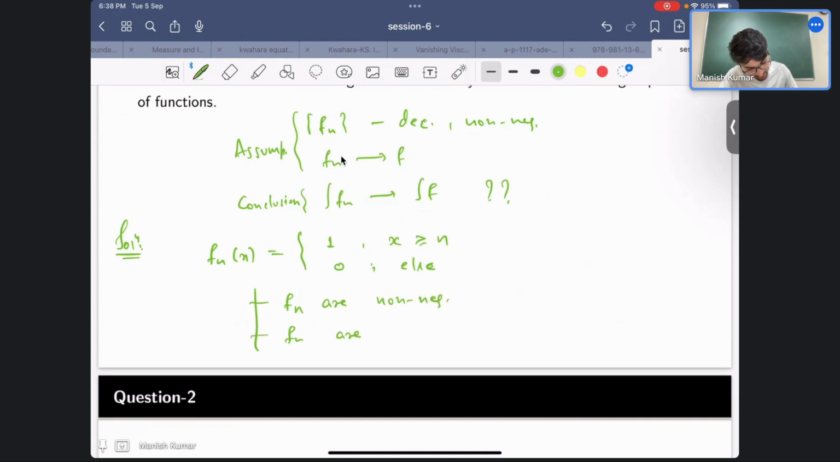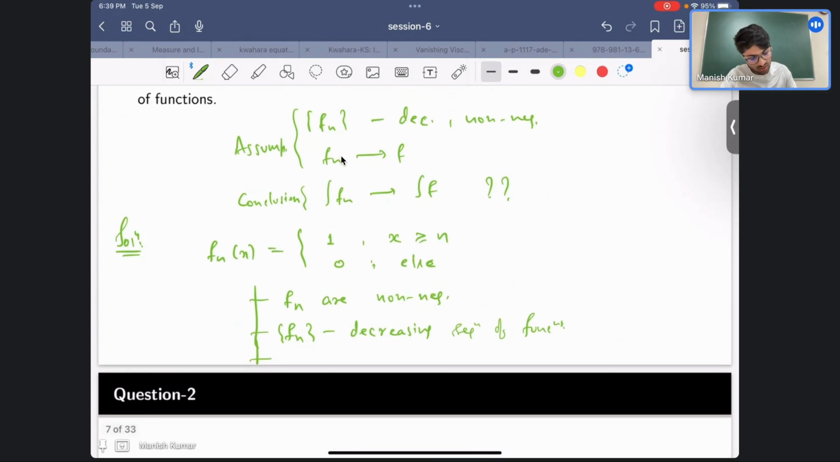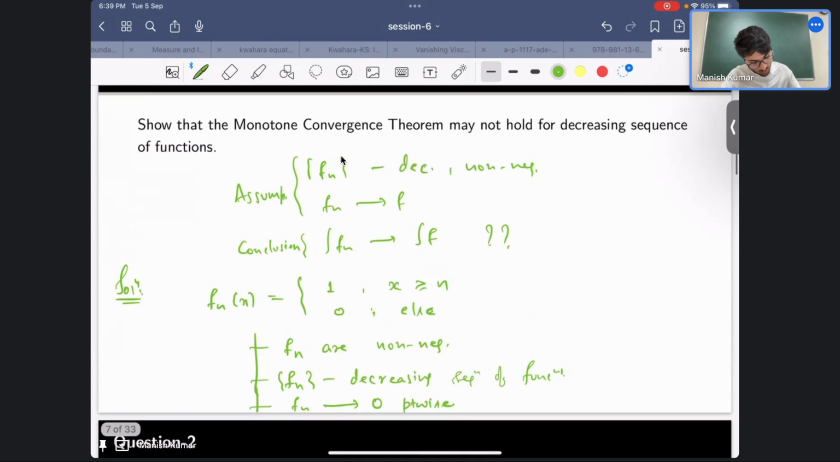The fn's are decreasing as well. I mean, the function is not decreasing, but the sequence is a decreasing sequence of functions. Also you can clearly see that this function is converging to 0. Till n the function is 0, and after that it is 1, but as n goes to infinity, this part will not be there, so the function fn converges to 0 pointwise. So all assumptions are true.